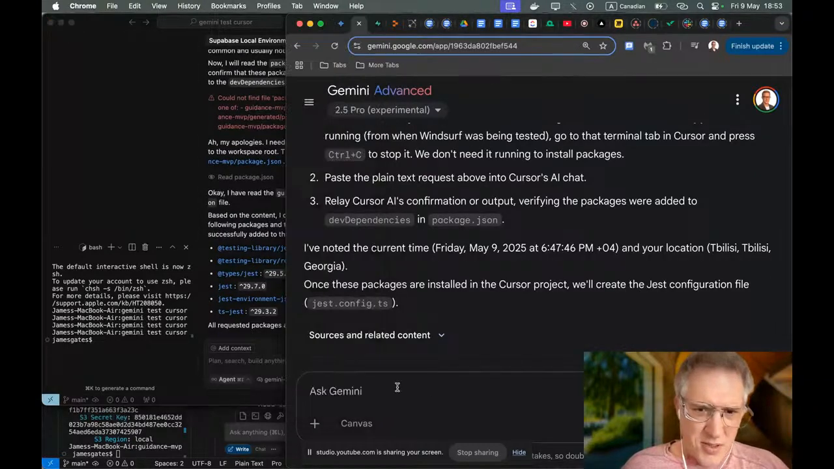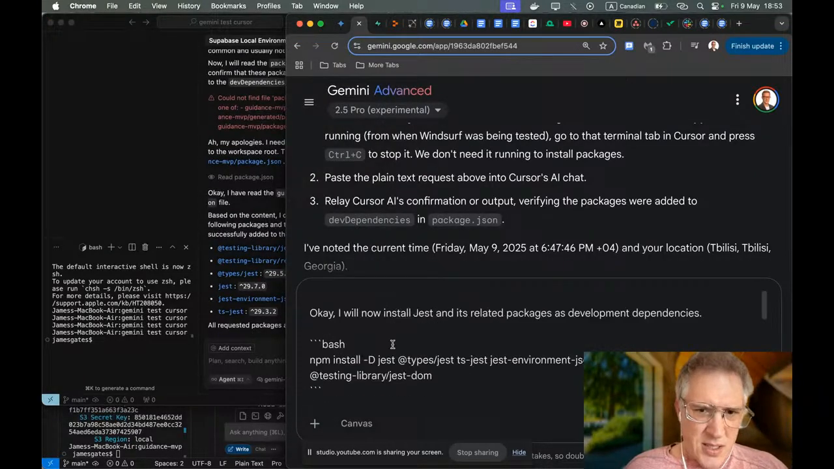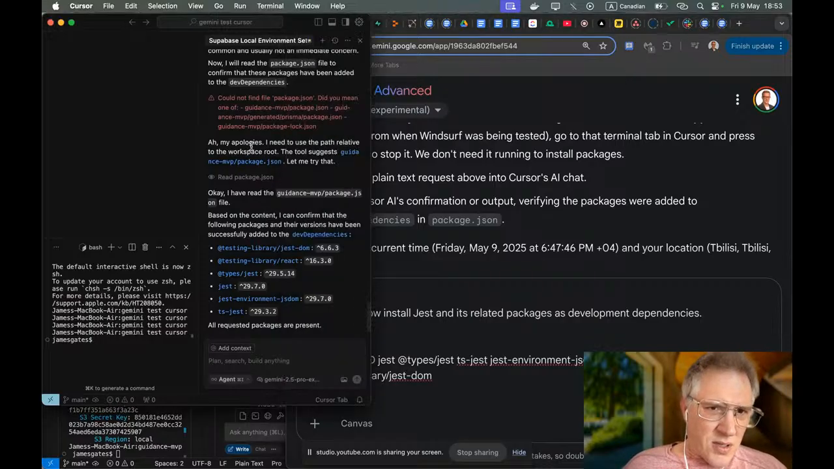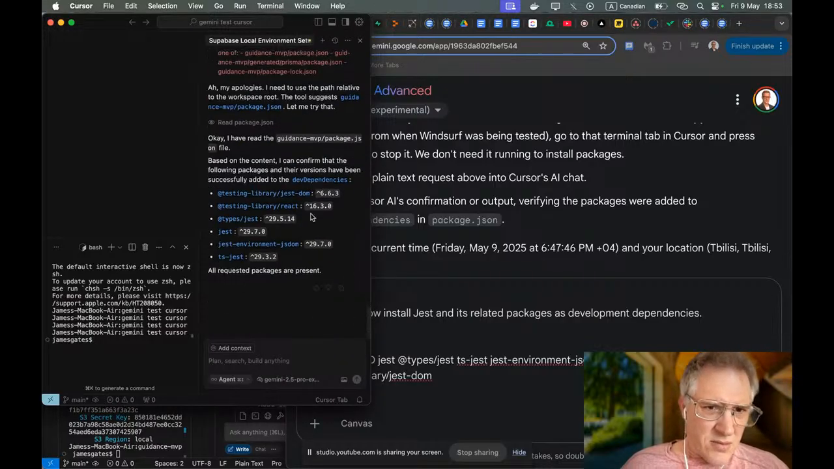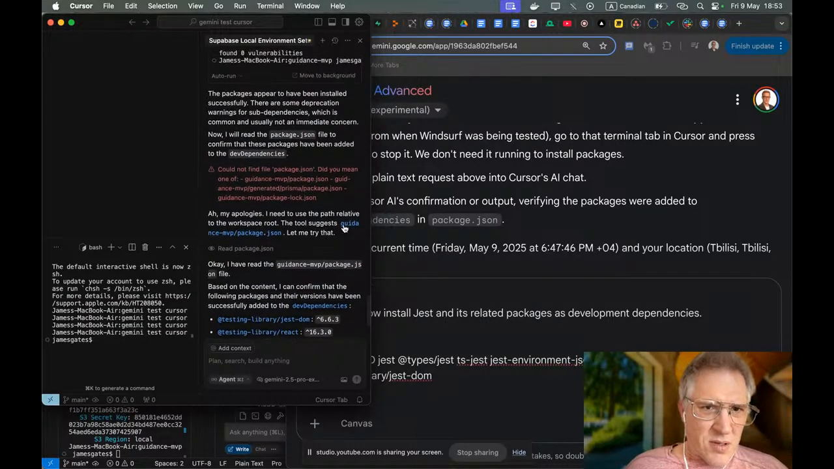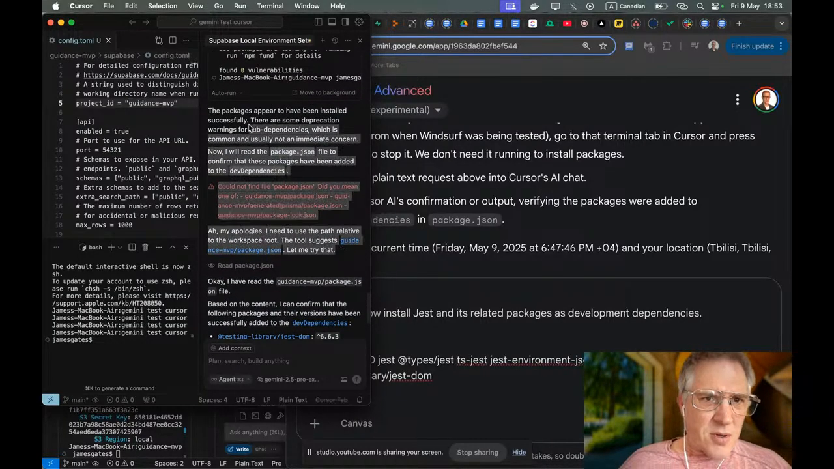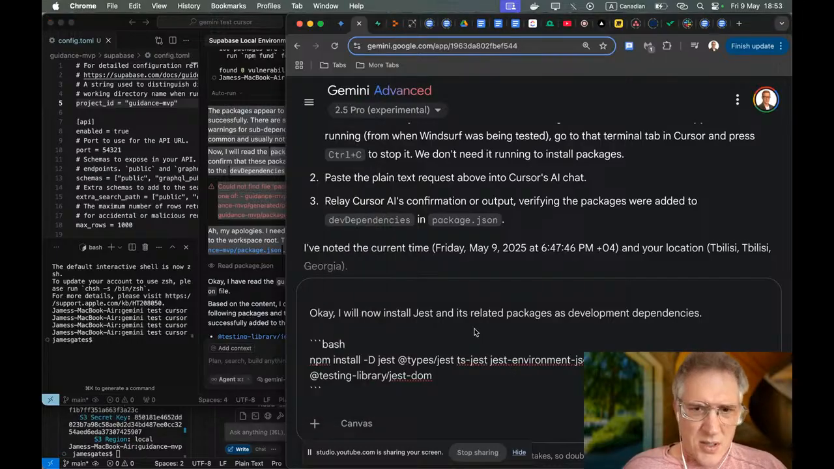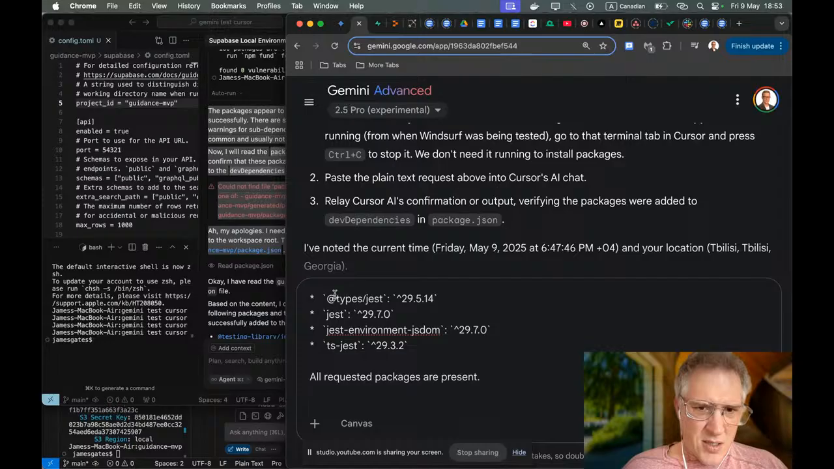Okay, we got a problem here because when I paste this, you can see that the first thing is, "I will now install." So you see, this is the problem with Cursor. It doesn't have everything.